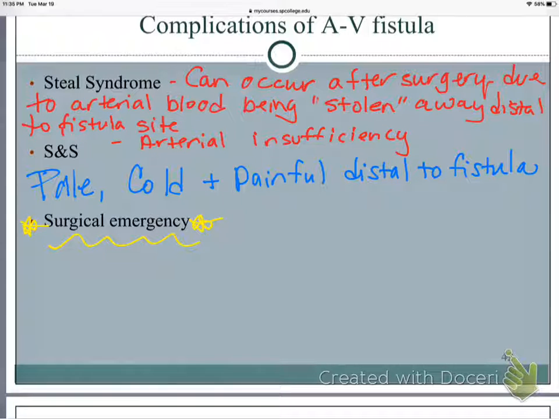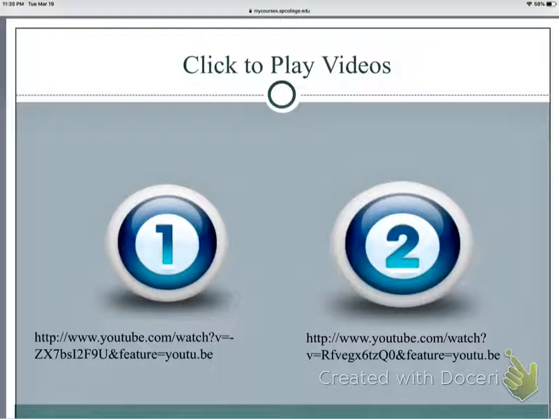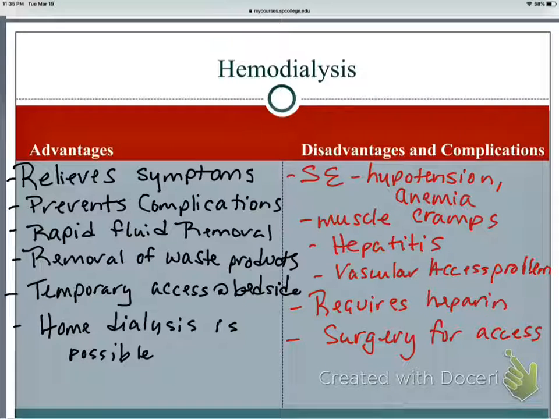That's called steal syndrome. And that needs to be reported to the surgeon or the provider, because the only way to fix it is surgery. So steal syndrome. Okay. I'm going to post the videos for dialysis if you're interested in watching them. It just shows you the process.